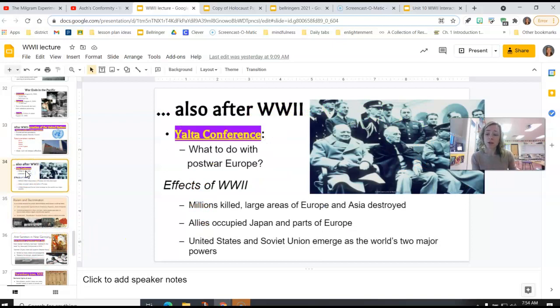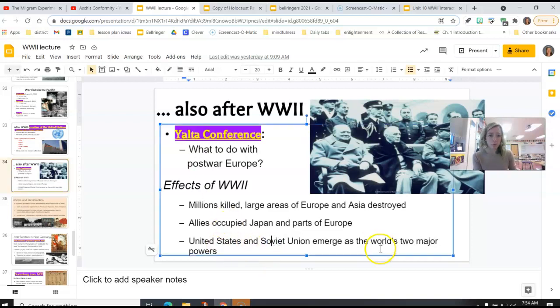Also after World War II, we have the Yalta Conference. If you're wondering which study guide question this covers, the Yalta Conference actually set up a major conflict between the United States and the Soviet Union after World War II, because we both emerged as superpowers. The Soviet Union appeared to want to spread communism, and Americans wanted to limit communism. This is called the Cold War. The Cold War will start in 1946 and really not end until 1991.